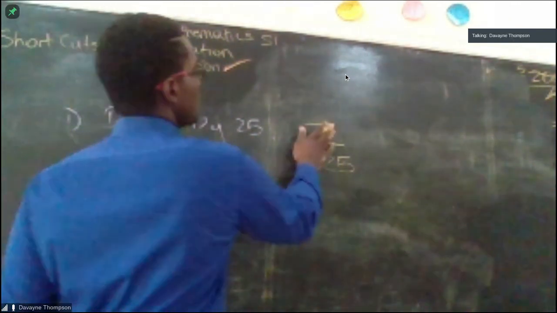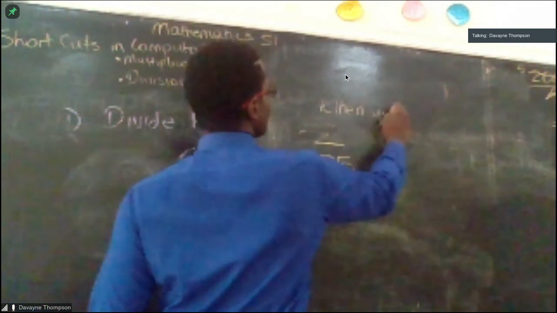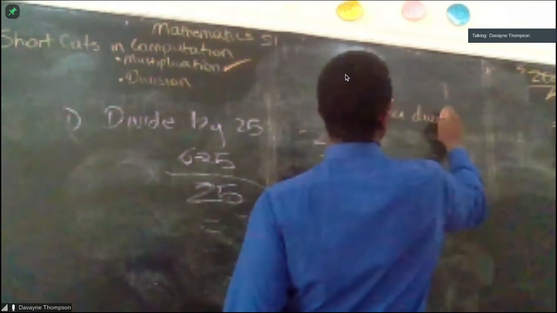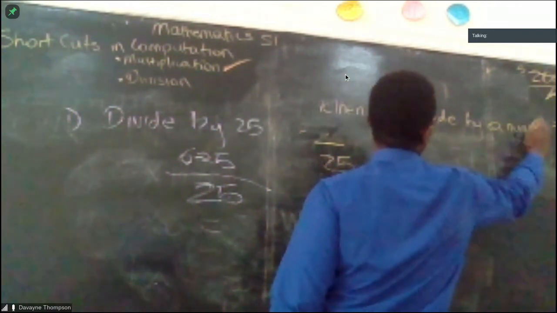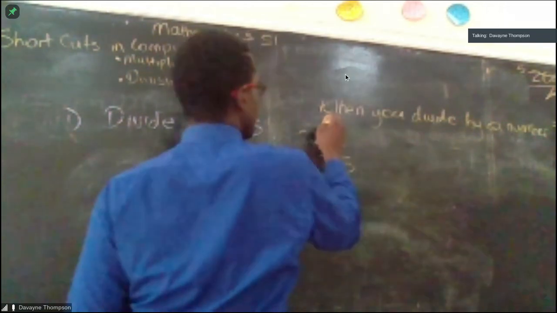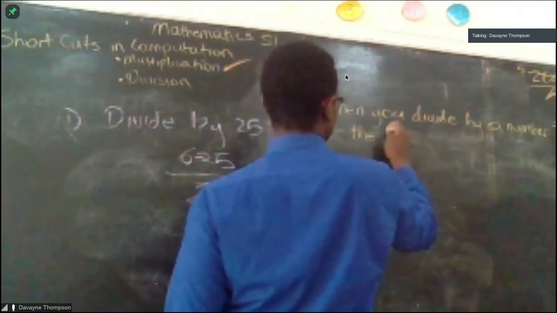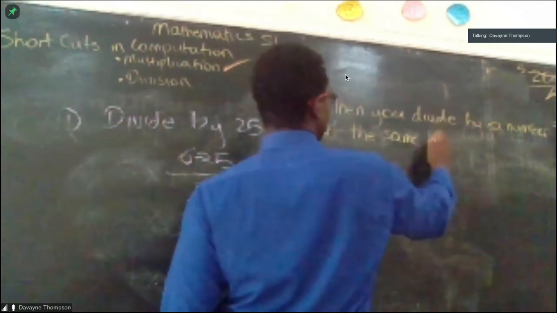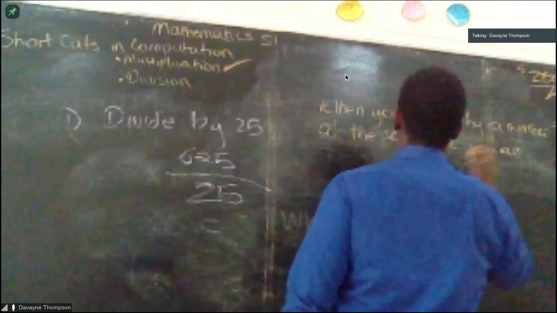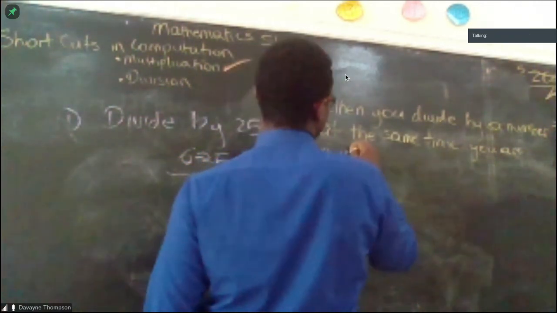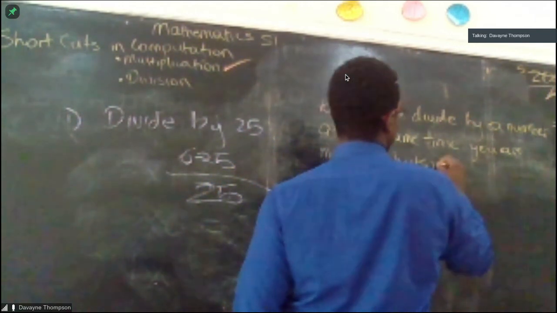Right. So therefore, we can say, write this down: when you divide by a number, at the same time you are multiplying by its reciprocal. I'm going to explain that.